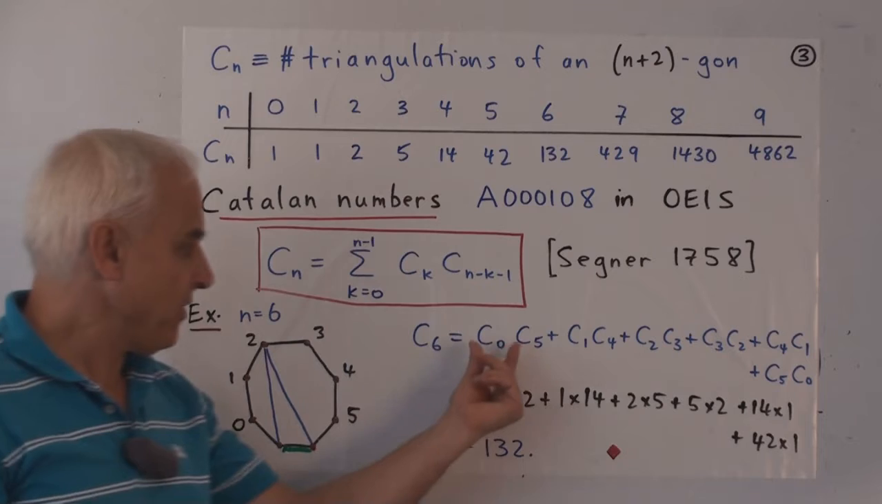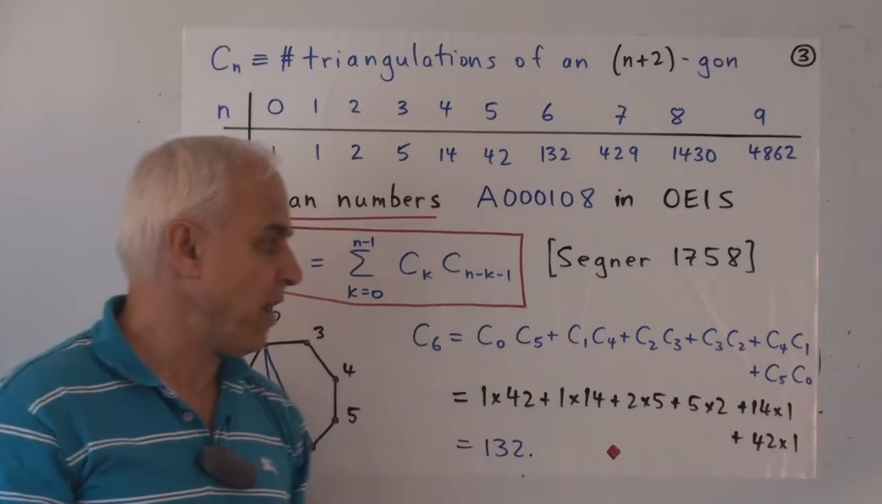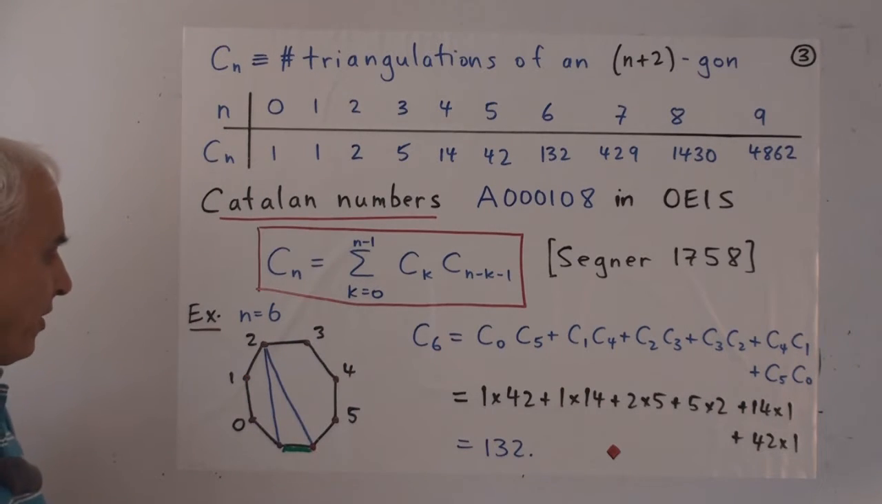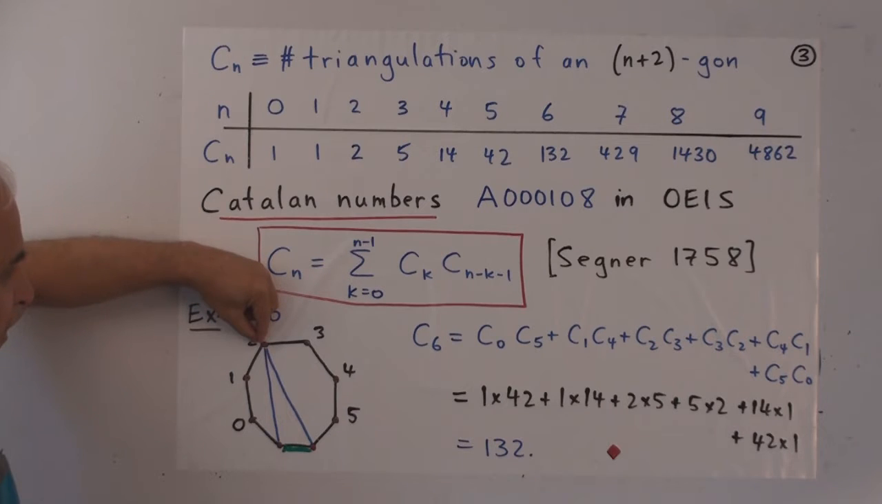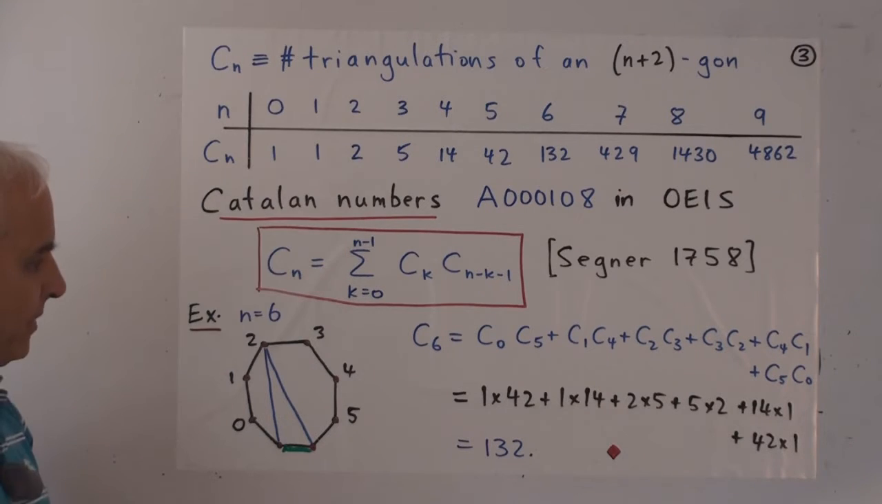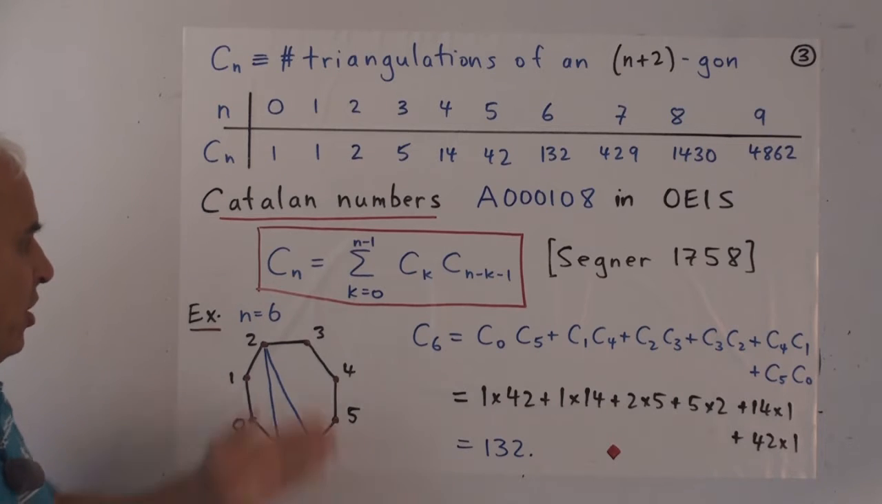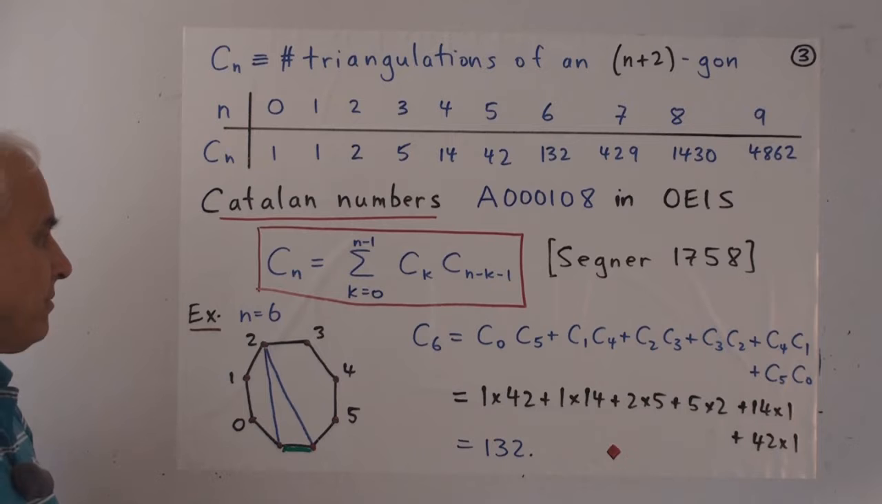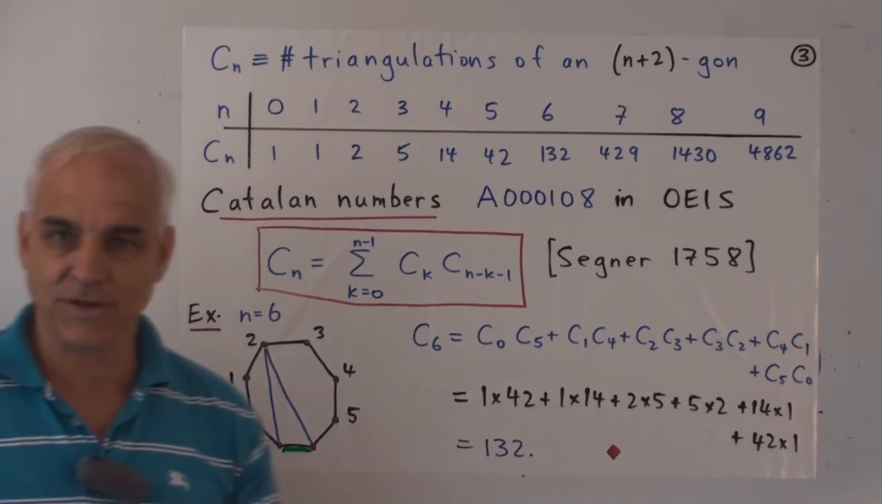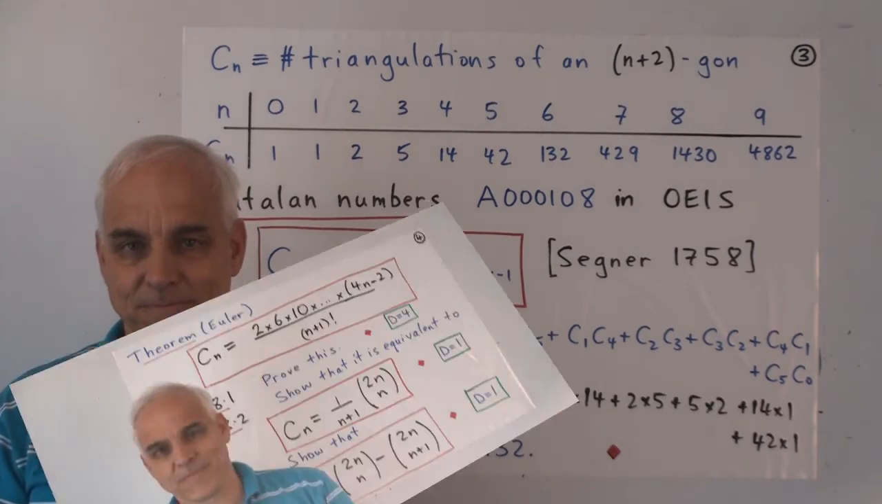And then we can see that these other terms just correspond to other products where we've chosen other vertices other than this one. That's a geometrical explanation of why this formula is very reasonable and a natural formula that allows us to recursively compute the Catalan numbers.